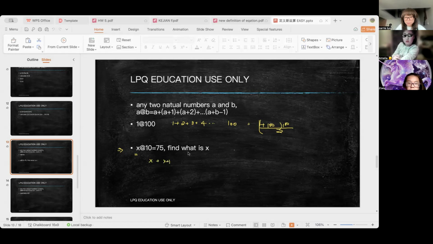X plus 1. The third one, x plus 2, x plus 3. And the last one is what? X plus 10 minus 1, correct? And plus all of them equals what? Equals 75. Can you make this equation first? This is the most important part.